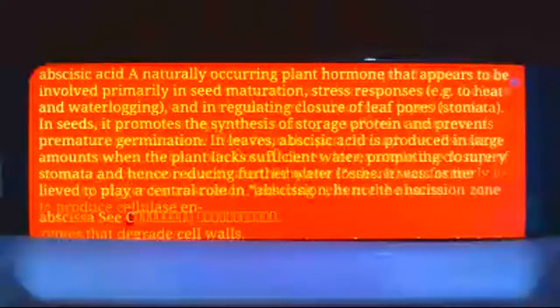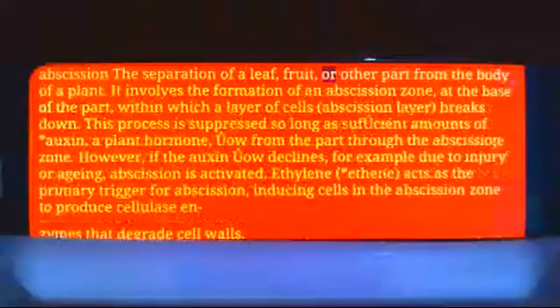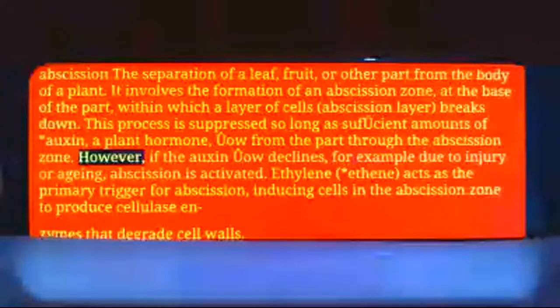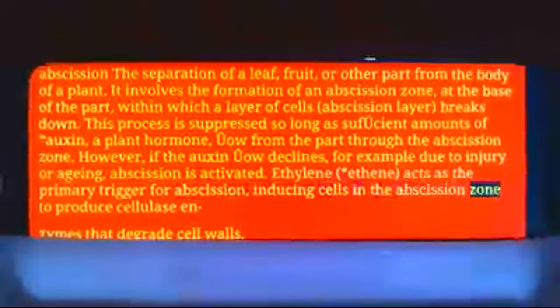Abscissa. Abscission, the separation of a leaf, fruit, or other part from the body of a plant. It involves the formation of an abscission zone at the base of the part within which a layer of cells, the abscission layer, breaks down. This process is suppressed so long as sufficient amounts of asterisk auxin, a plant hormone, flow from the part through the abscission zone. However, if the auxin flow declines, for example due to injury or aging, abscission is activated.